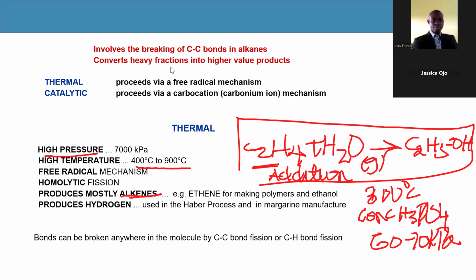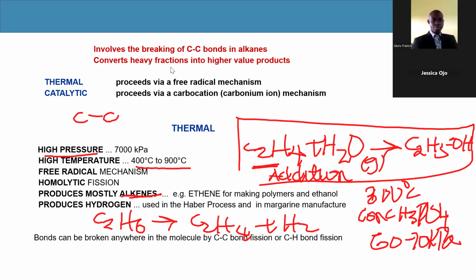For example, you have C2H6. You can simply have C2H4 plus hydrogen. So hydrogen is also produced. So under cracking, the C to C bond can be broken, and also the C to H bond can be broken. So hydrogen can be formed from there.